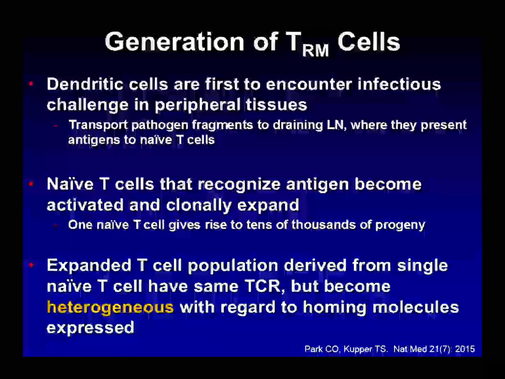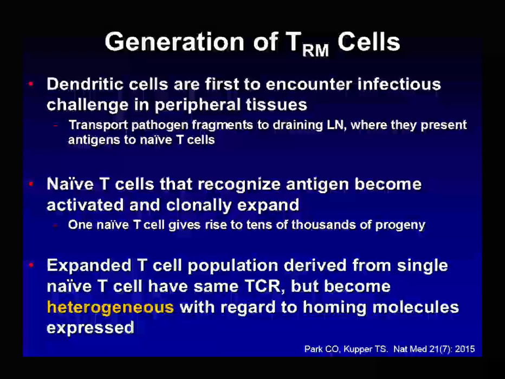During an infectious challenge, dendritic cells are the first cells to see the pathogen, and they take pathogen fragments back to a draining lymph node and present antigen to naive T cells. And when a naive T cell recognizes that antigen, it becomes activated and clonally expands, with one naive T cell able to give rise to tens of thousands of progeny.